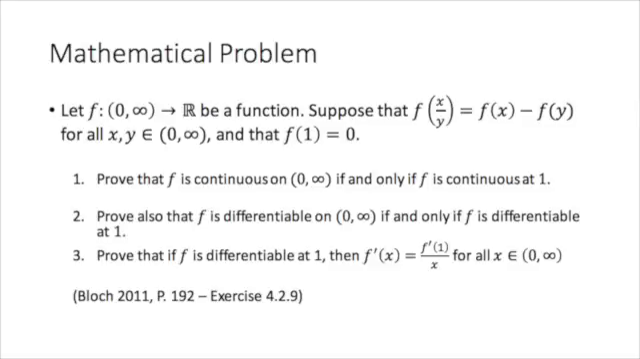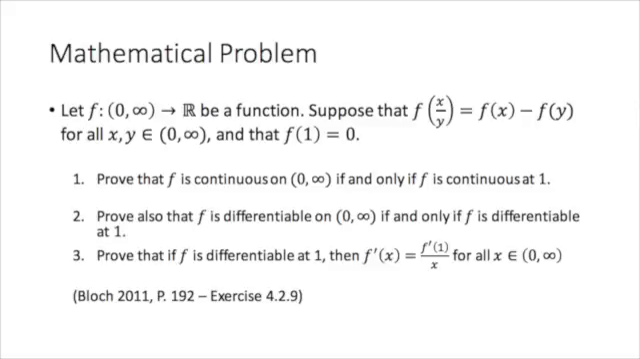And we suppose that f of x over y is equal to f of x minus f of y for all x and y in the open interval, and that f of 1 is equal to 0. All of this is given. We want to prove that if f is continuous on the open interval, it will be so if and only if f is continuous at 1.